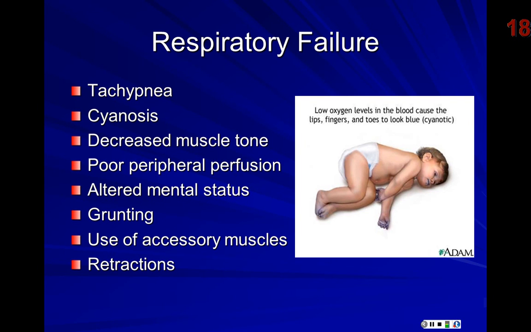Respiratory failure. Look at this baby. See that? Also, look at the way the baby's laying. Not engaged, kind of checked out. So, tachypnea, which is what? Cyanosis is the blue. Decreased muscle tone. Look at the way the baby's top arm is just flopped over. That's what we're talking about. When we looked at that kid that probably had meningitis, the muscle tone was just kind of there. Altered mental status, again, not engaged here. Grunting is that expiratory cry or grunt. And then use of accessory muscles and retractions.